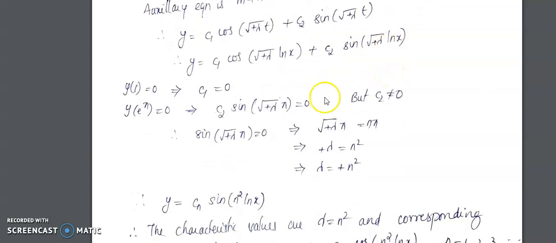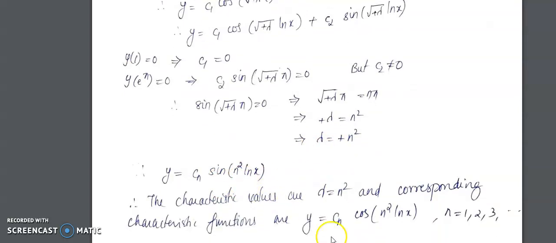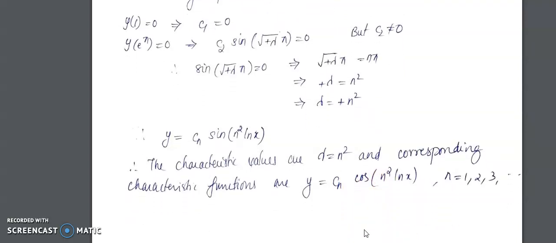log x. So corresponding to each n, the characteristic functions are going to be y equal to Cn sin n square log x. So these are the characteristic values and characteristic functions. Okay, sorry, here I have written cos, that is sin. Please make that correction. Okay, so characteristic values are lambda equal to n square and characteristic functions are y equal to Cn sin n square log x where n is 1, 2, 3 etc.